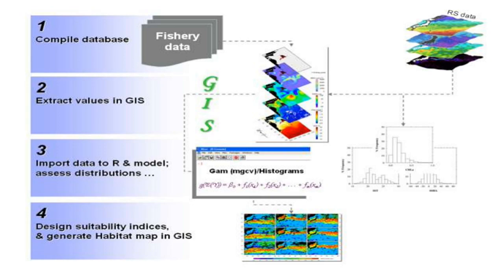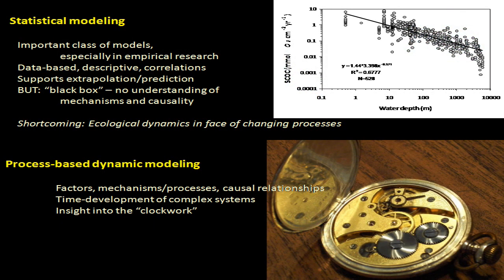Now, another approach to modeling is what's called process-based dynamic modeling. So here, you go into the nitty-gritty. You go into the factors, the mechanisms, the processes, the causal relationships, how the system develops through time. So you're able to gain insights into the clockwork, so to speak.